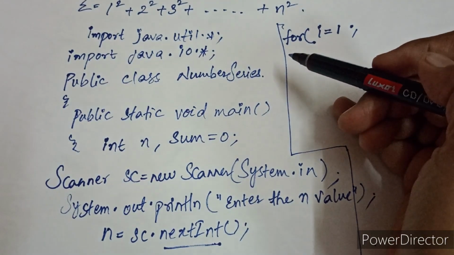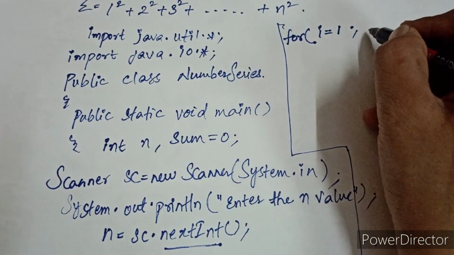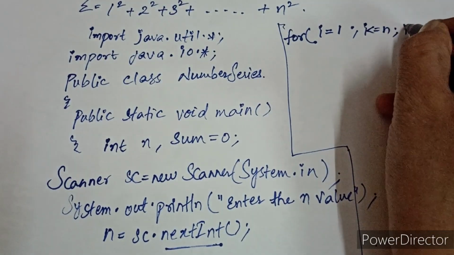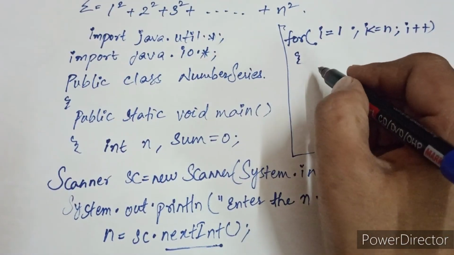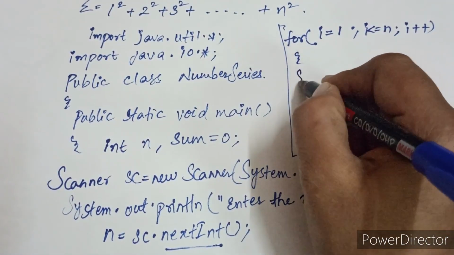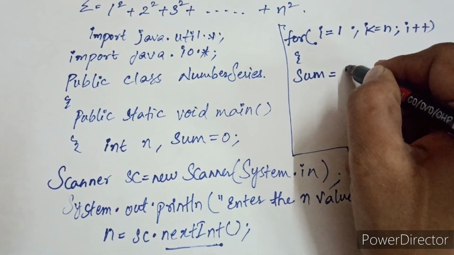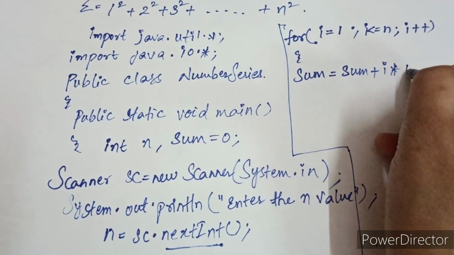And what is my condition? It must end with n. So I am writing i is less than or equal to n, and it must increment. Then it must add each and every number. So I am writing sum equal to sum plus i into i.